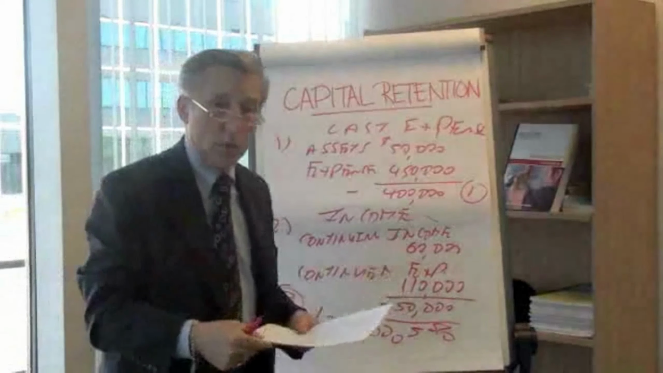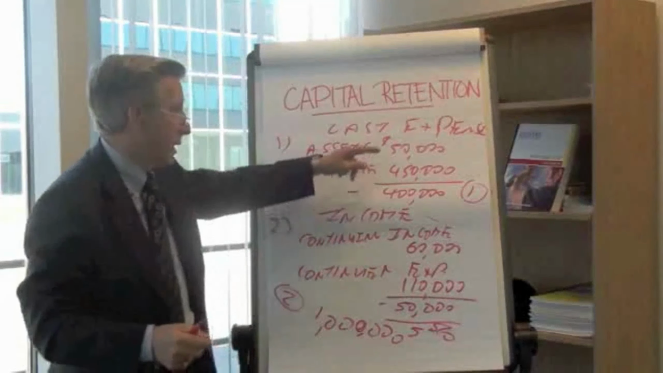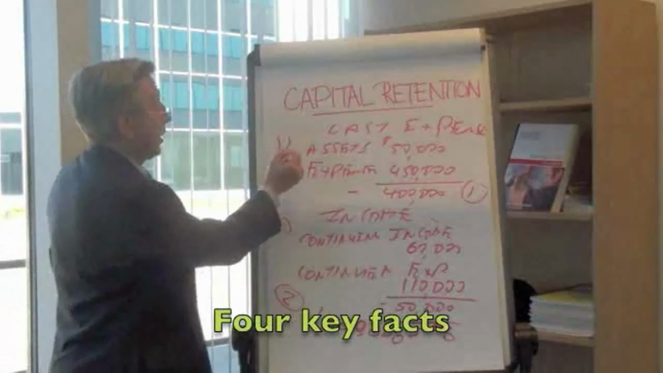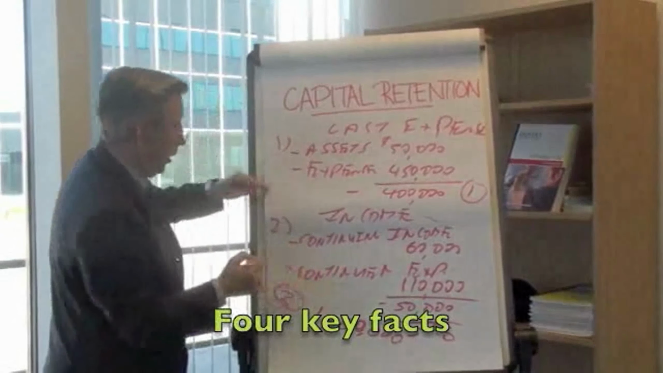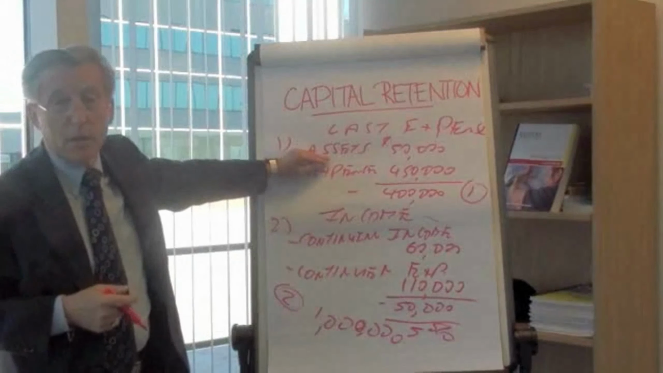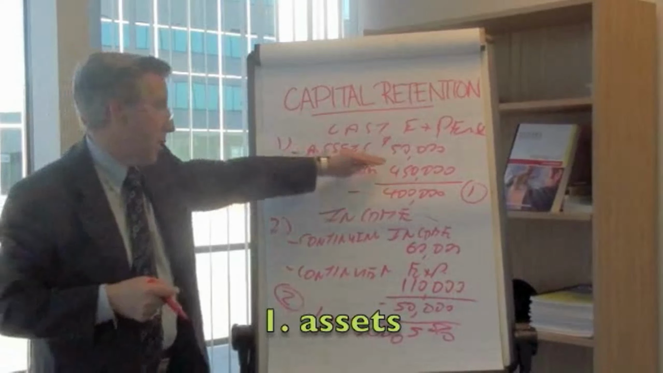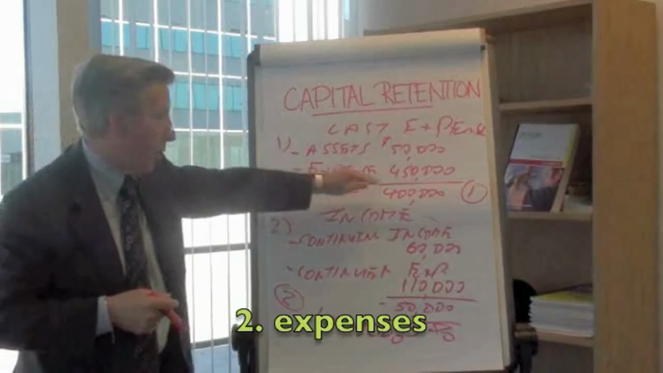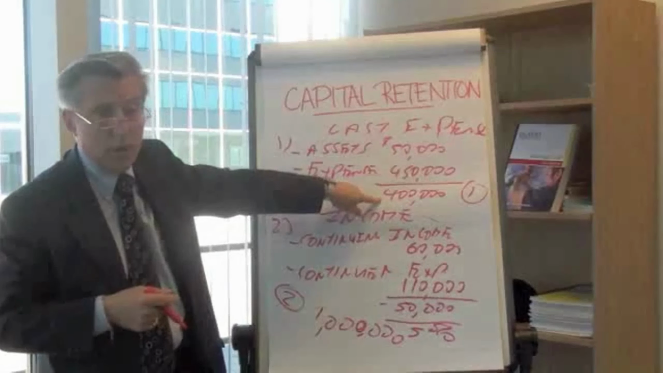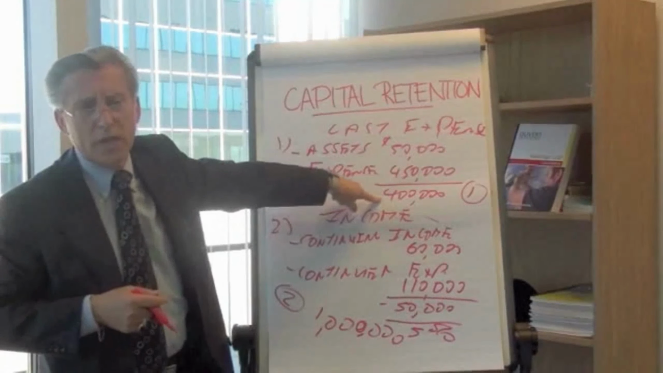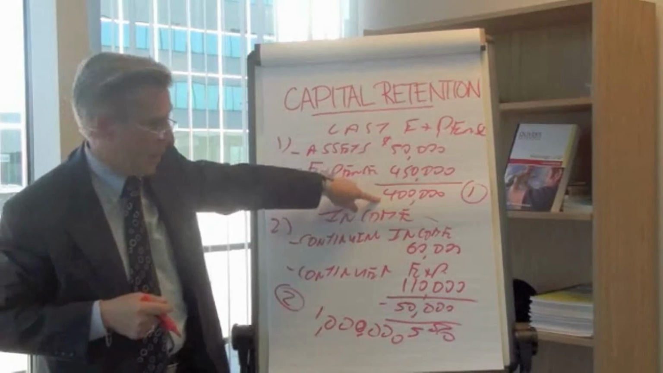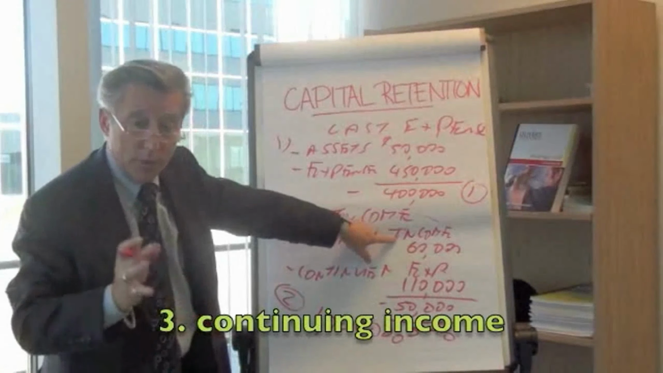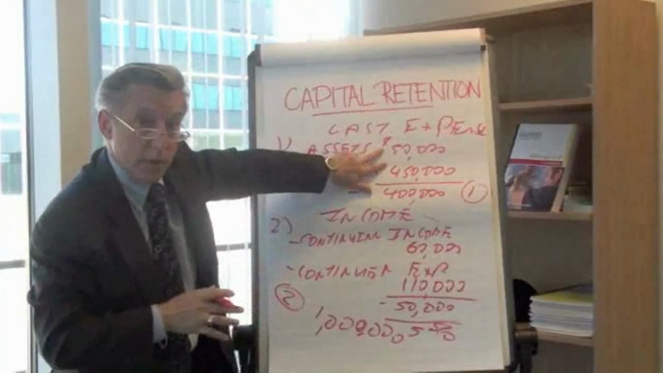So let me very quickly summarize this to make sure that we understand exactly what's going on. In capital retention, we have four key things that we must know. We must know what the assets are upon the person dying. In our example, we got $50,000. In our expenses, okay, we have $450,000, so we have a shortfall of $400,000. So we need to insure that $400,000. Okay, now we look at continuing income. Remember that client is dead. We've taken care of that over here, okay?